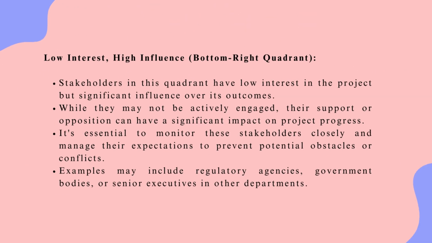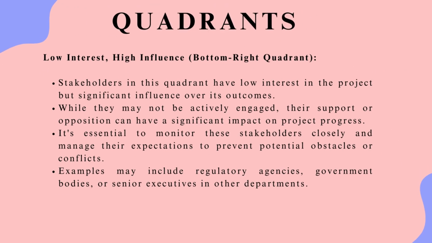Now, in the bottom right quadrant, we have stakeholders with low interest but high influence. Stakeholders in this quadrant have low interest in the project but significant influence over its outcomes. While they may not be actively engaged, their support or opposition can have a significant impact on project progress. It's essential to monitor these stakeholders closely and manage their expectations to prevent potential obstacles or conflicts. Examples may include regulatory agencies, government bodies, or senior executives in other departments.